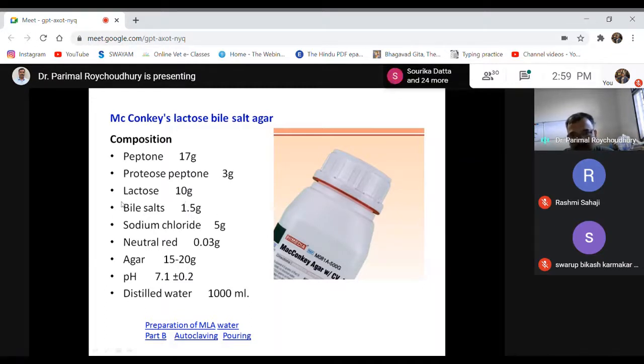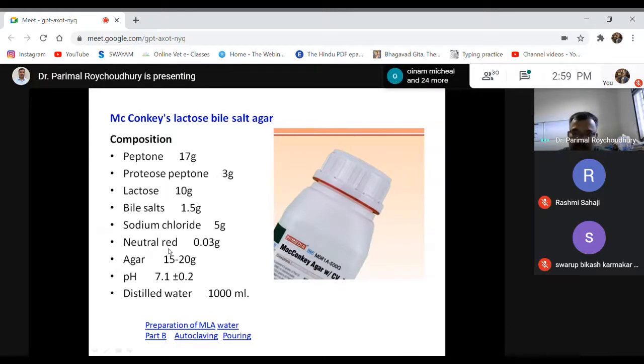So because of the presence of this component, this can also be called a selective media, because it will suppress the growth of bile-sensitive organisms. Only the bile-resistant organisms can grow and multiply. At the same time, it contains lactose sugar, and lactose fermentation can be detected with the help of the pH indicator.